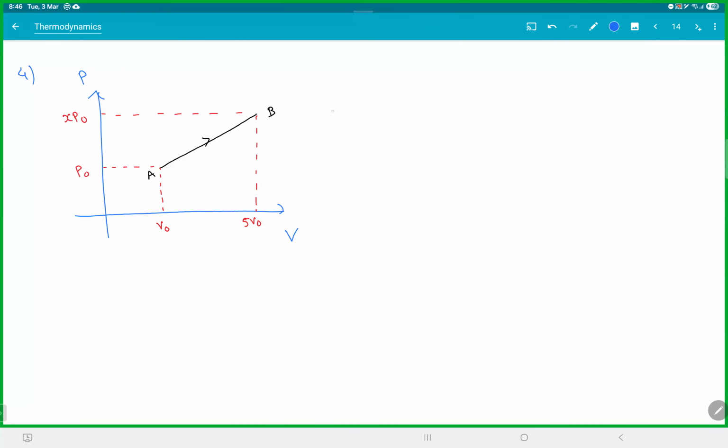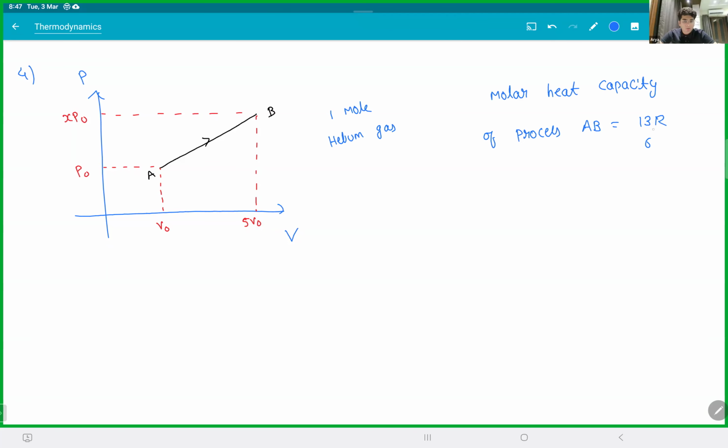We are talking about 1 mole helium gas. So when you go from A to B, the molar heat capacity, that is the C in nCdT, molar heat capacity of the process AB is 13R by 6. This is given. So it's not origin passing, right? It depends on the value of X. Find X.